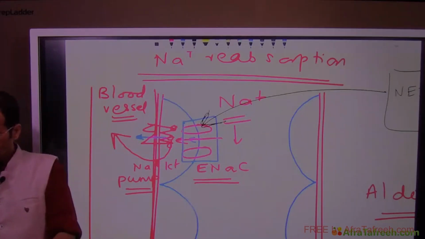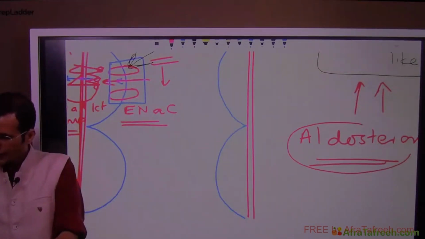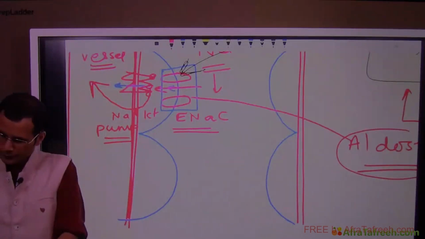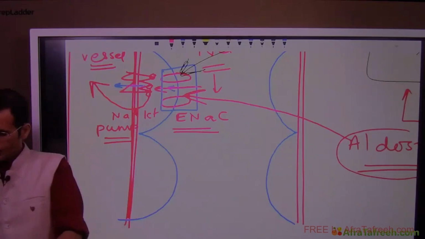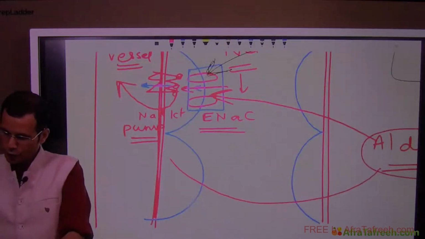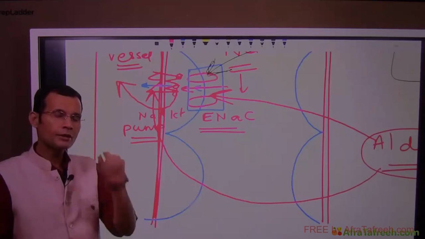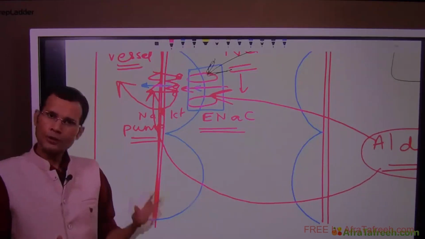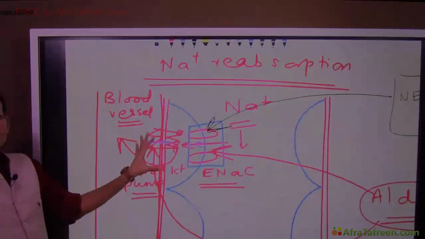And of course, aldosterone will also act on the other side of the membrane. Aldosterone will act on the apical membrane. It will allow the ENaC to stay for longer duration. Aldosterone will also act on the sodium potassium pump. It is known to increase the number of sodium potassium pumps. Okay, so aldosterone increases the number of sodium potassium pumps.